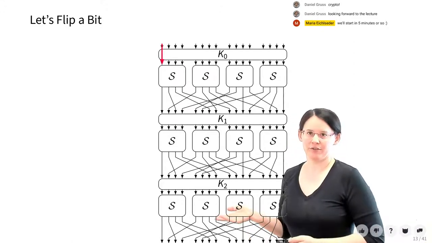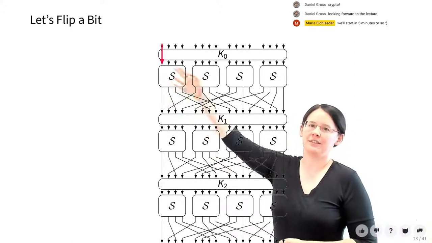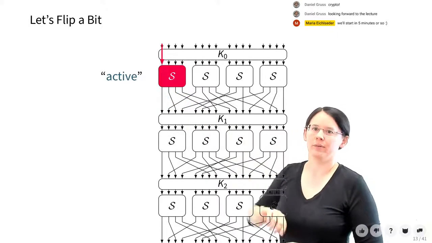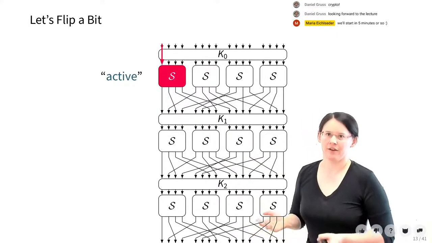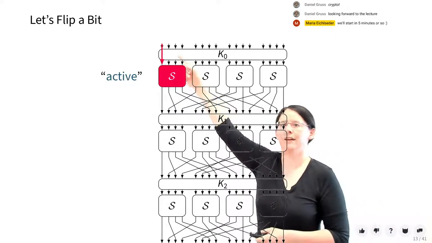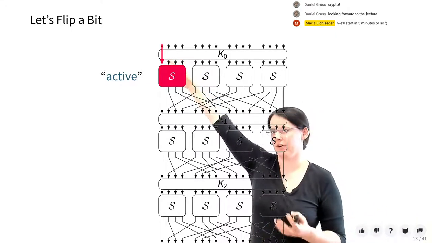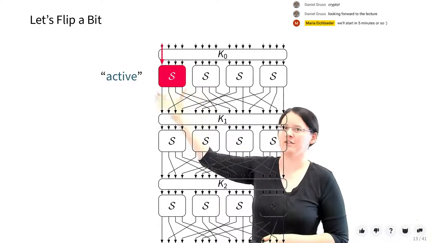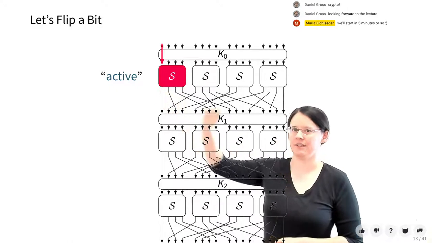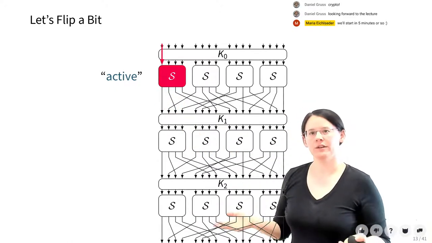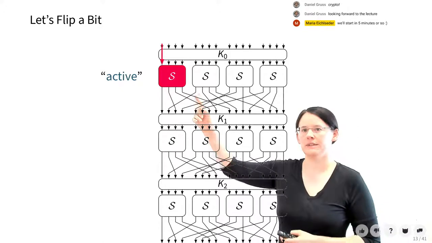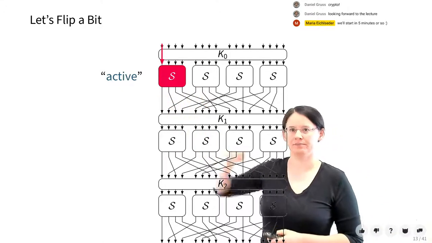Now it gets a bit more interesting. Our difference reaches an S-box. We call this S-box active or activated because we have a so-called active bit here. So we call a bit with a difference active. So it activates this S-box here. Big question is, what is going to happen? What can we say about the two outputs here?